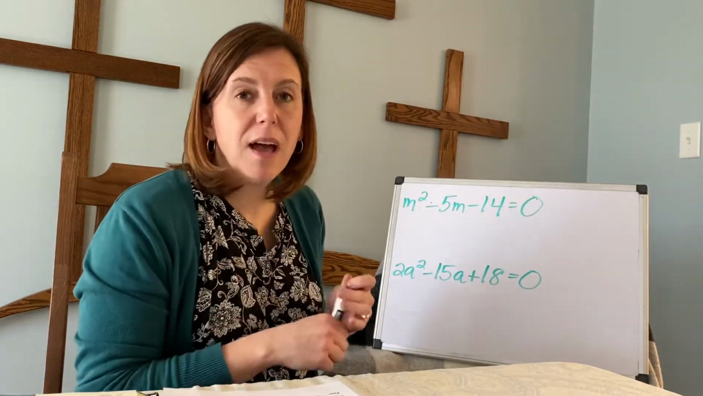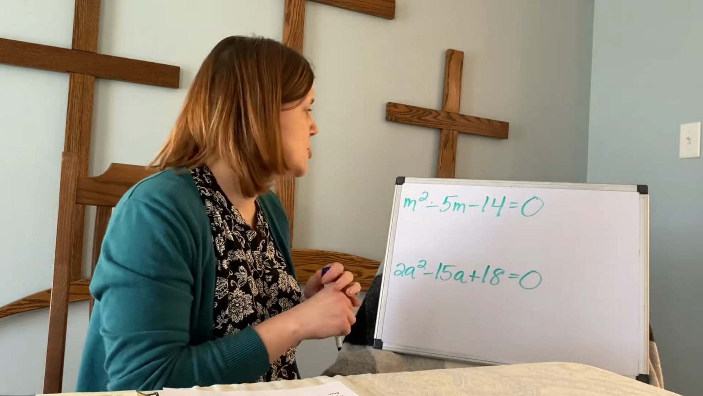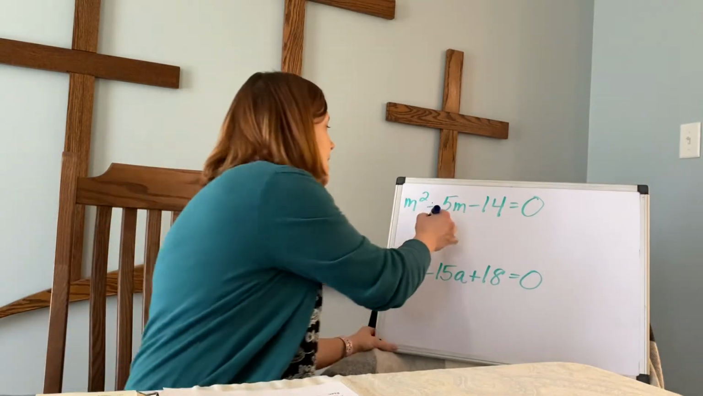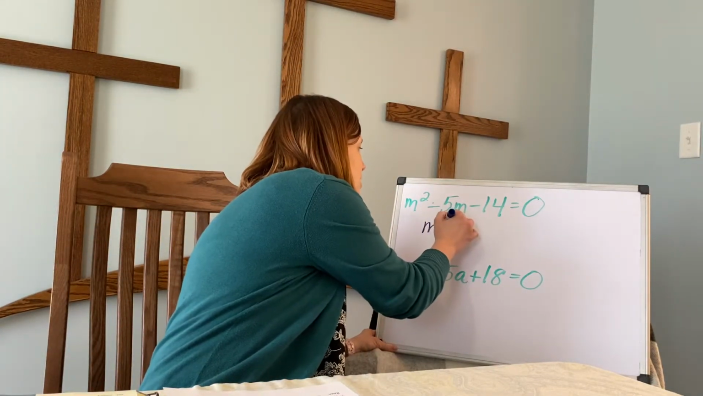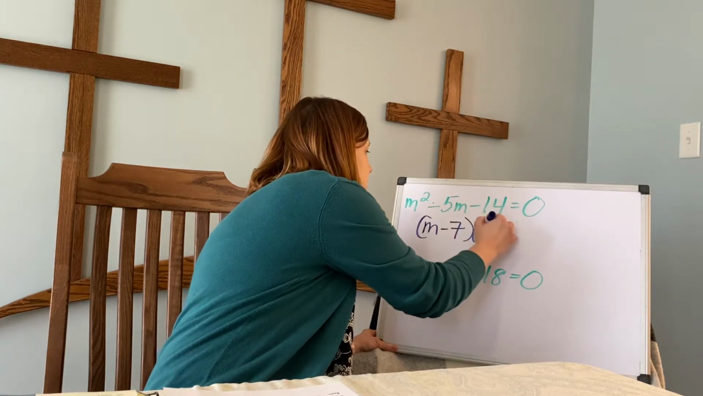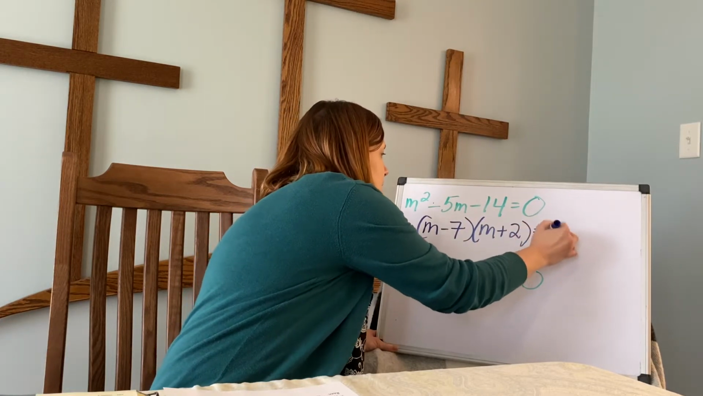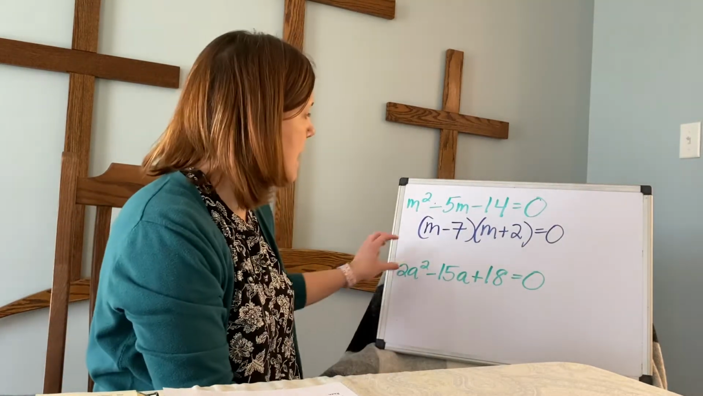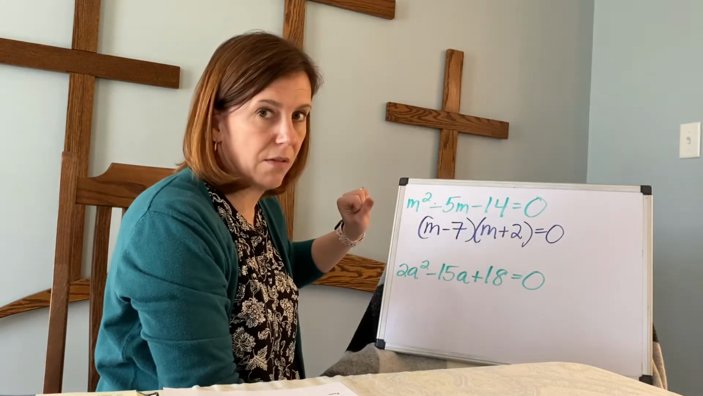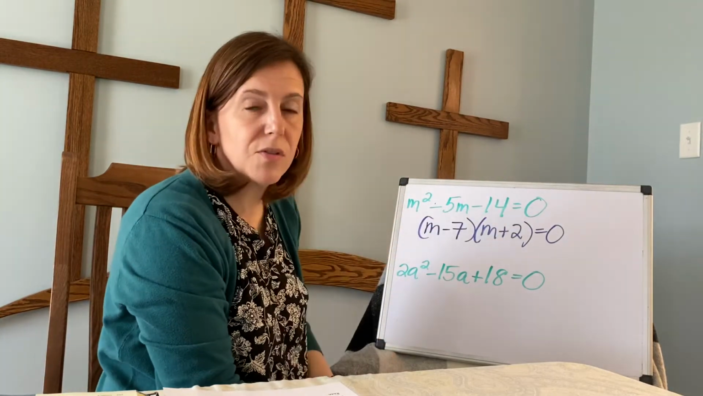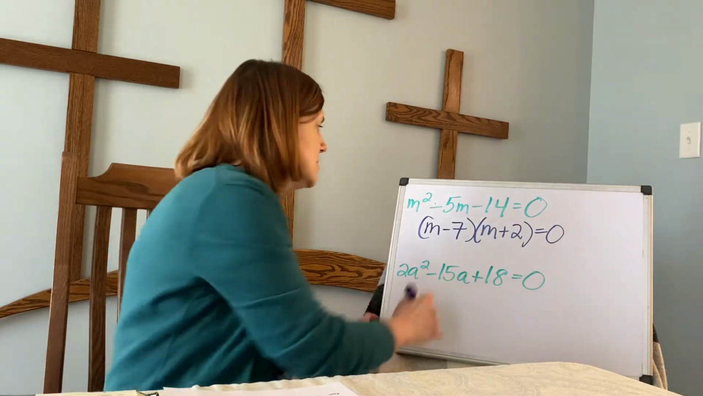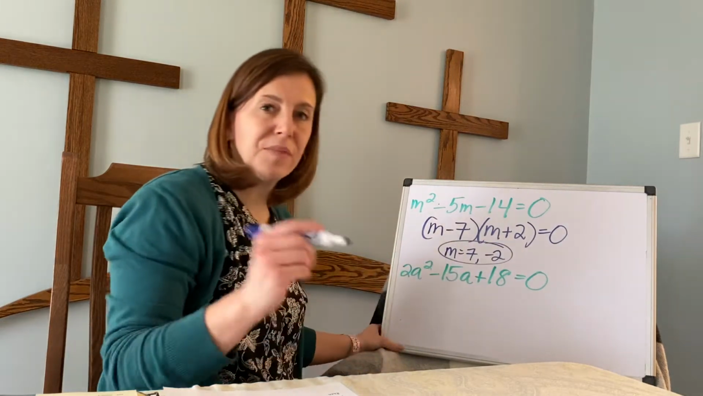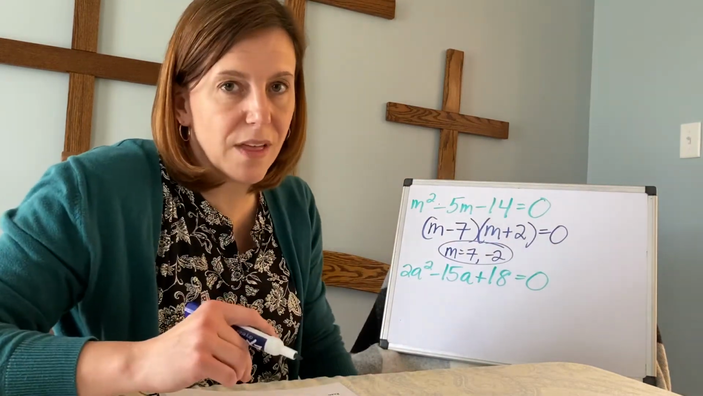Okay, for number 1, I'm not going to set up an X form. I'm just going to trust that you guys have got the X form pattern down. And if I factored these, I know it's m minus 7, m plus 2 equals 0. That's my factored form. But now, according to that rule, that tells me that either this equals 0 or this equals 0. So I have to set those up as 2 mini equations. So I get m equals 7 or negative 2. That one was a little bit easier just to talk through without demonstrating.